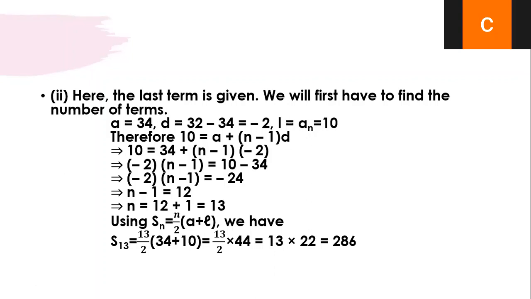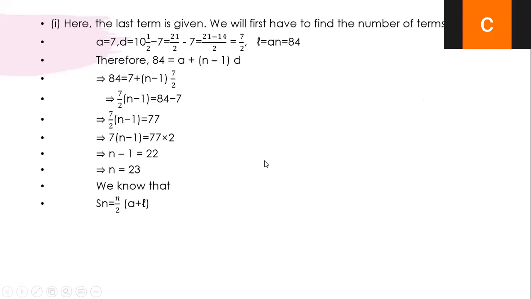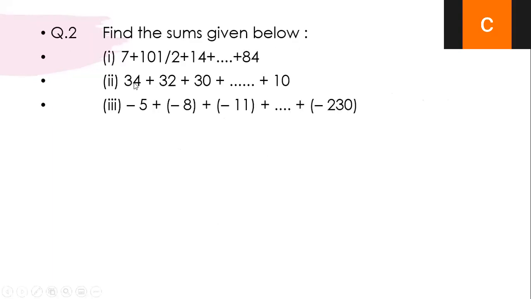Okay. Next, come to the second one, children. 34 plus 32 plus 30 plus ... plus 10. Here, A value is 34. D value is -2, 32 minus 34, it is -2. And what is AN value? 10. Very good, children. Tell me the answer for the second one then. 286. Yes, ma'am, 286.